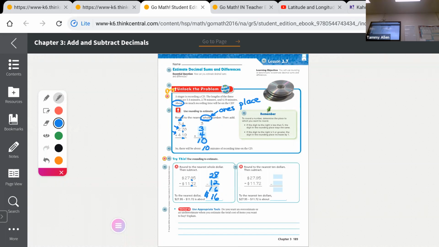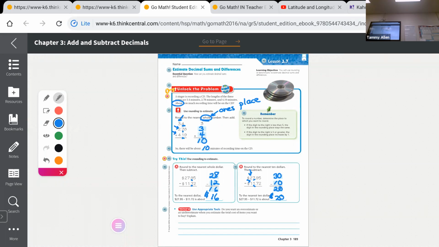Now, another option we would have had for this one is rounding to the nearest $10. So if we're rounding to the nearest $10, then we're clear over here in the tens column. And in that case, the 7 would tell us to do what with the 2? Round up. Okay, so it becomes $30. And this 1 would tell us to do what with the 1? So it'd be $10. So $30 minus $10 is going to be $20. So another estimate we could have used would have been $20.